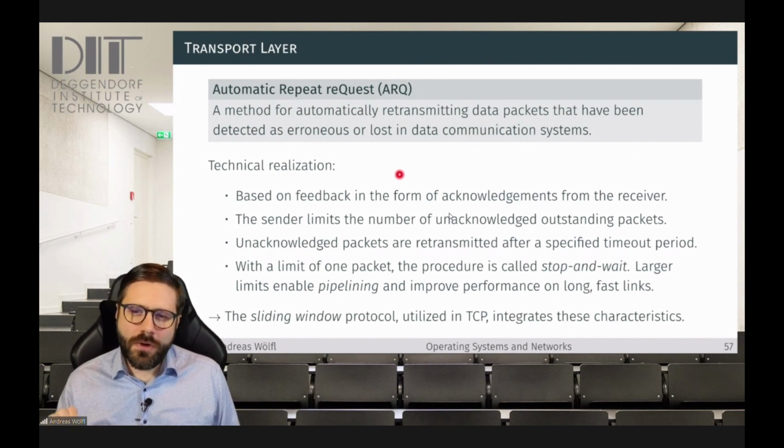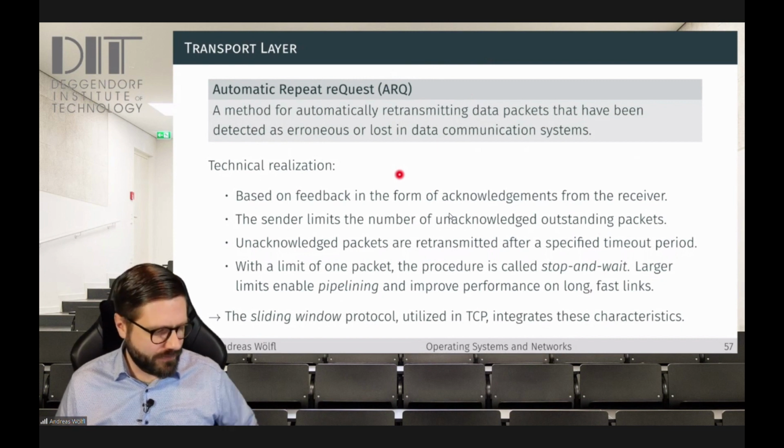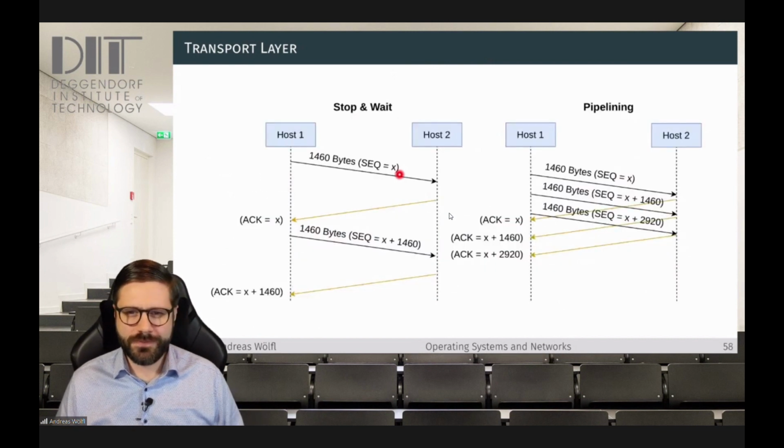And waiting for this acknowledgement is called stop and wait. I have a diagram for that. So here, stop and wait. Let's focus on the left diagram before we take a look at the right one. So as an example, host 1 sends a packet with a sequence number to host 2. The packet is 1460 bytes, which is a realistic value. And then host 2 sends back an acknowledgement for exactly this sequence number X.